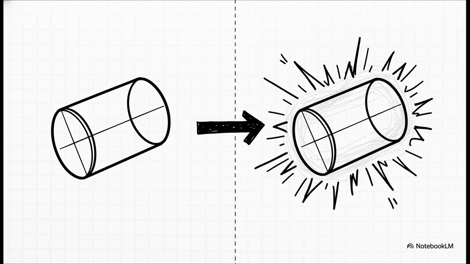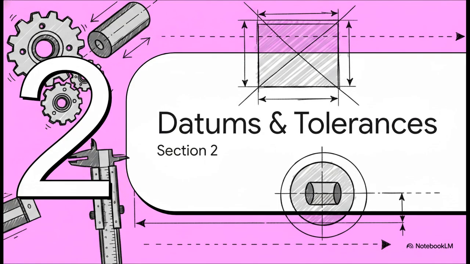When parts are spinning at thousands of revolutions per minute, centrifugal forces amplify every single tiny physical deviation. Controlling circular runout restricts that natural tendency to shift or wobble, guaranteeing your center of mass stays right where it needs to be. Moving right along, Section 2, Datums and Tolerance Zones.